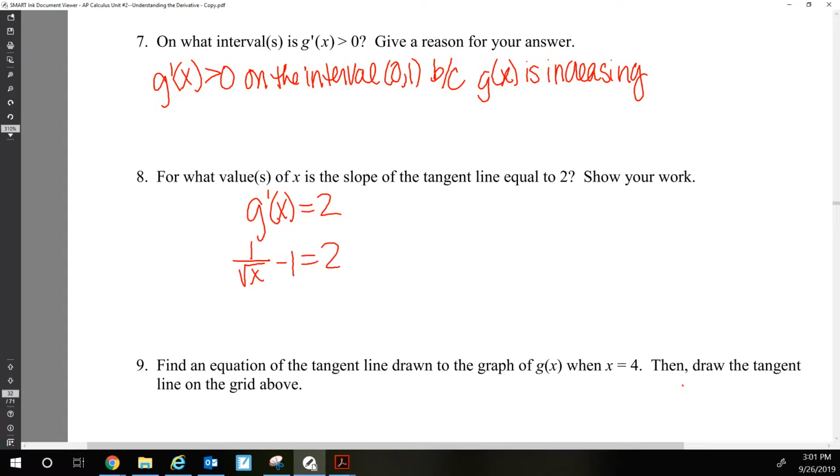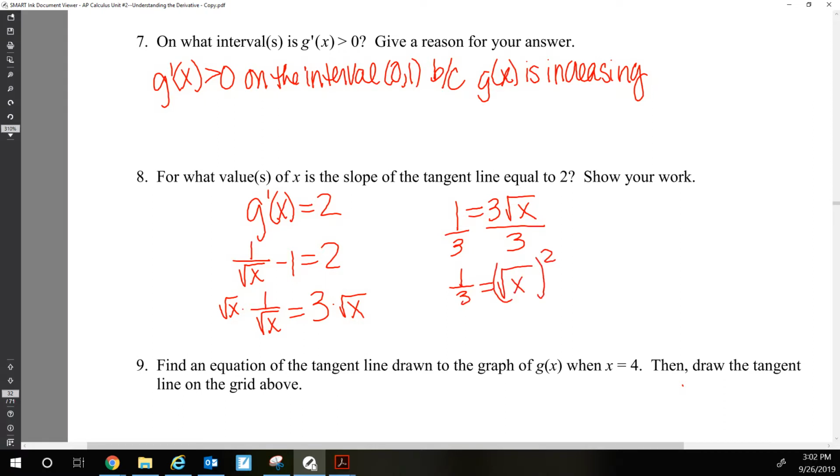And now we're going to solve this guy for x. Moving the 1 over, I've got 1 over the square root of x is equal to 2 plus 1, which is 3. I need to get the square root of x out of the denominator. So I get 1 is equal to 3 square root of x. Divide by 3. 1/3 is equal to the square root of x. Square both sides to get rid of that square root, and x is equal to 1 over 9. And that's when the slope of the tangent line, the derivative, is equal to 2.